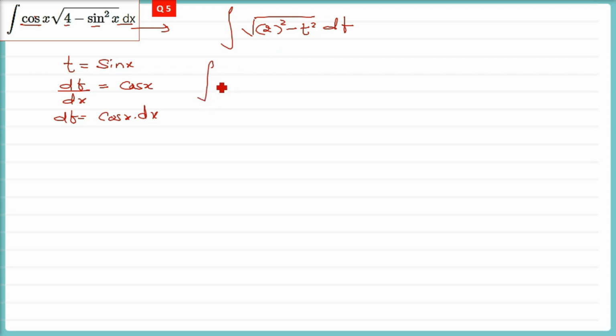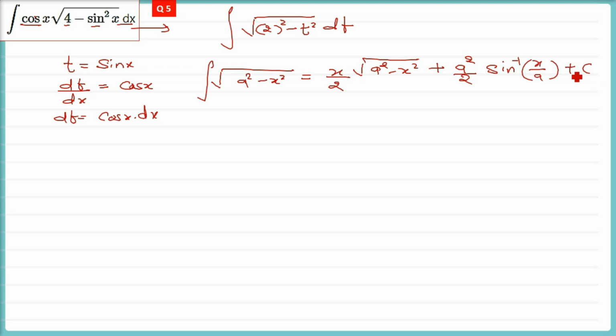And you already know and you are aware of this formula or this result. Under root a square minus x square is given by x by 2 under root of a square minus x square, then we have plus a square by 2 sine inverse x by a plus a constant of integration. A we are going to take as 2 and x as t because we assume t. We are going to replace it in near future, but right now we will use these to put in the formula.